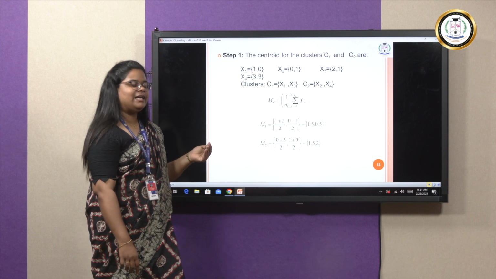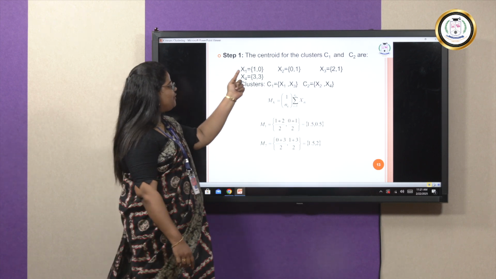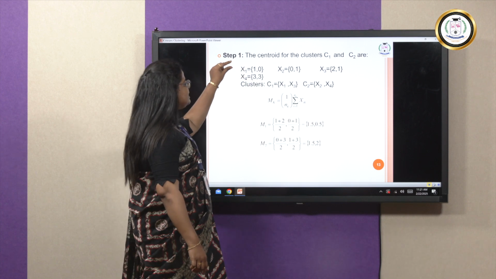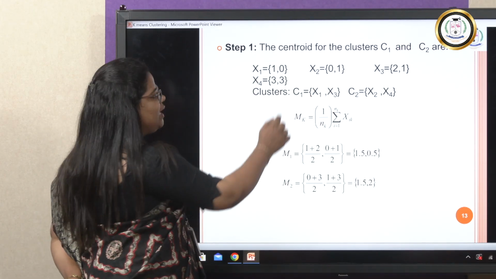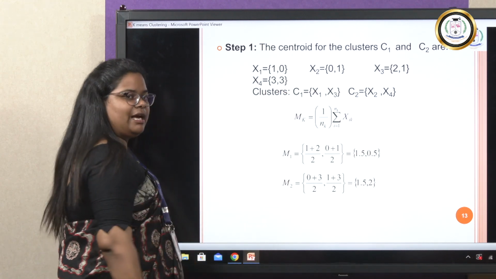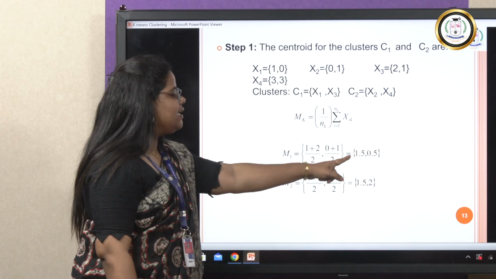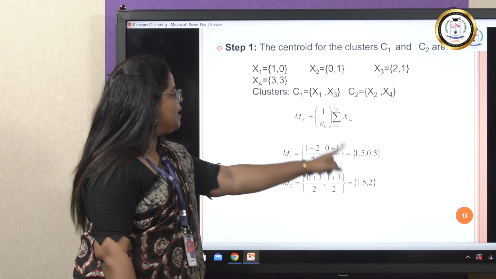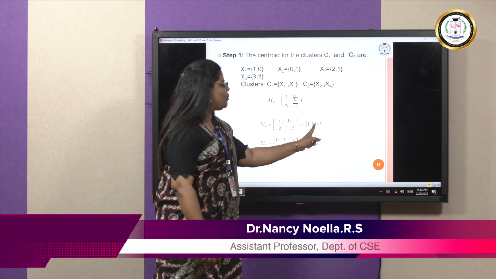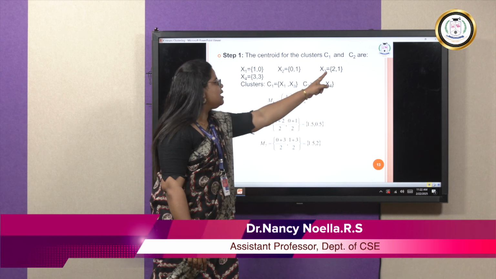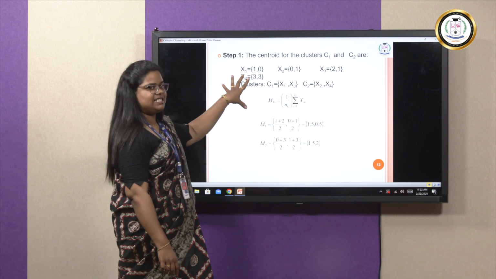So how can you find out the error term? These are the newly created variables, right? So we have to find out the distance between each and every variable with this one. x1 and x3 which come under m1 and x2 and x4 which come under m2. So the error term is 1 minus 1.5 the whole square plus 0 minus 0.5 the whole square plus 2 minus 1.5 the whole square plus 1 minus 0.5 the whole square. So that is for the first error term.